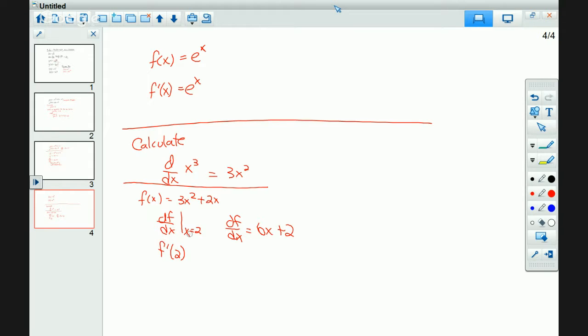So what is this evaluated to? You would write this, df dx at x equals 2 is what? You guys know that one? This is x to the first. 1 minus 1 is 0. x to the 0 is 1.